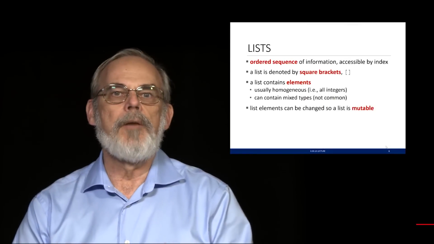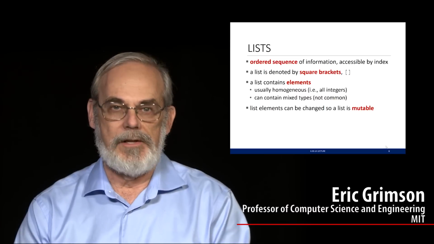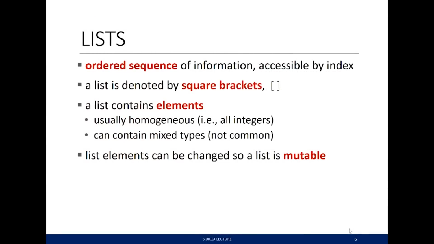The second compound data construct we're going to introduce is called a list. A list looks a lot like a tuple, but it has one key difference. Again, it's an ordered sequence of information accessible by an index. And I'll remind you, ordered means not that they are in ascending order, but rather that I can say, give me the 0th, the 7th, the 9th element.